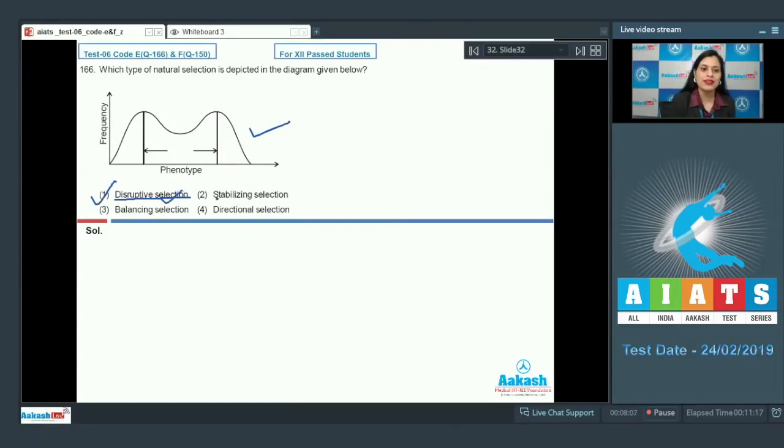The next option given is stabilizing selection, which is also known as balancing selection. So these are the incorrect options. The last option, that is directional selection, is also an incorrect option. And the correct answer to this question is option number 1.